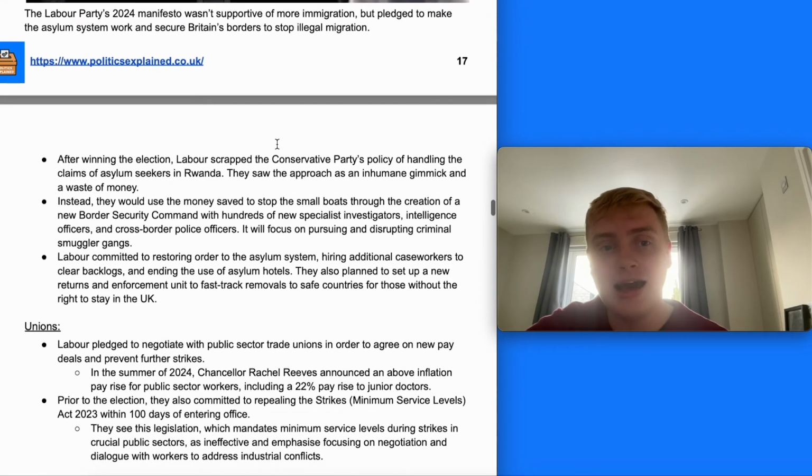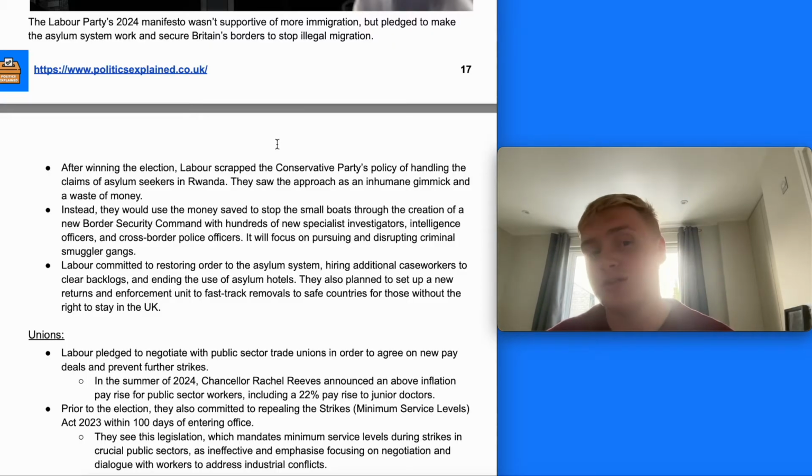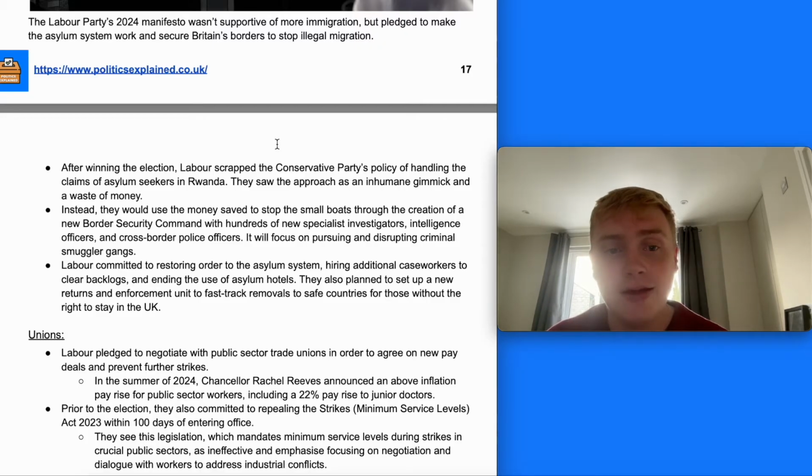So after winning the election, they immediately scrapped the Tories' policy of handling the claims of asylum seekers in Rwanda, describing the approach as an inhumane gimmick and a waste of money. Instead, they would use the money saved to stop the small boats through the creation of a new border security command with hundreds of new special investigators, and really focus on pursuing and disrupting criminal smuggler gangs.